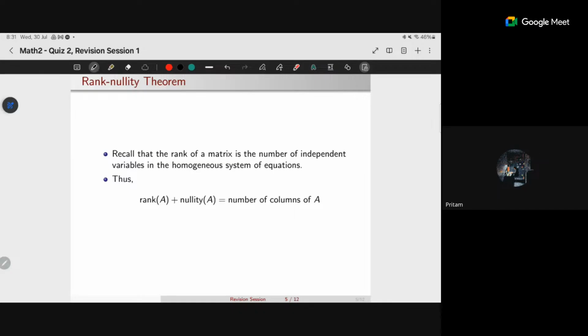This is the rank nullity theorem for matrices. There's a version of it in the context of linear transformations, which we'll also see later.